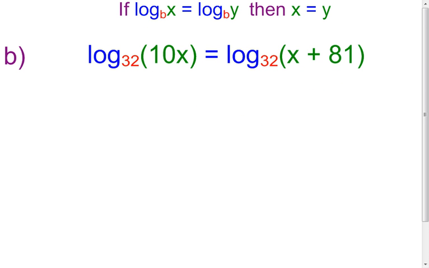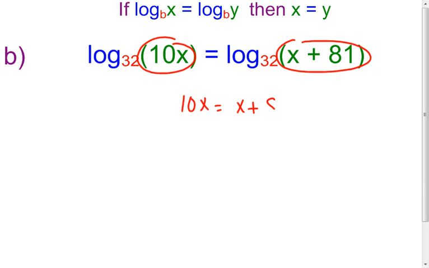Same thing here. I have the same thing on both sides, so I can set these two things equal to each other. So 10x equals x plus 81. Subtract x. 9x equals 81. Divide by 9, and x is 9.